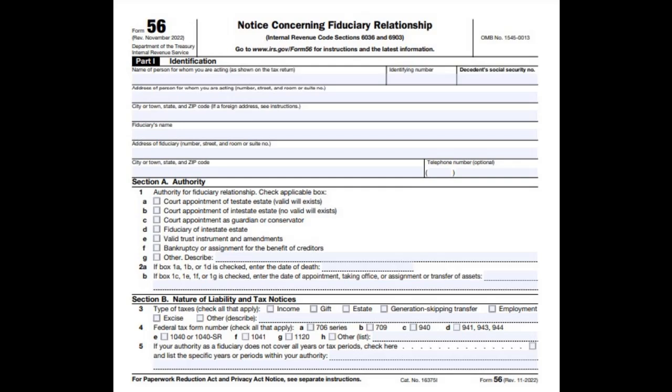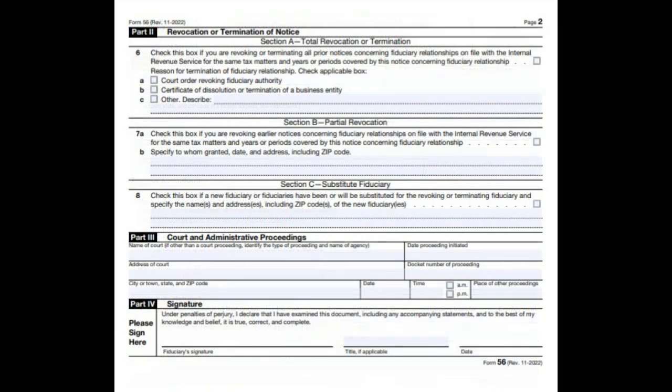Part 1, Identification. This section identifies the fiduciary relationship and the taxpayer involved. 1. Enter the name, identifying number, SSN, EIN, or ITIN, and address of the person or entity you represent. 2. Provide the fiduciary's name and contact information. Including a phone number is optional. 3. Section A. Check the appropriate box based on your fiduciary capacity.